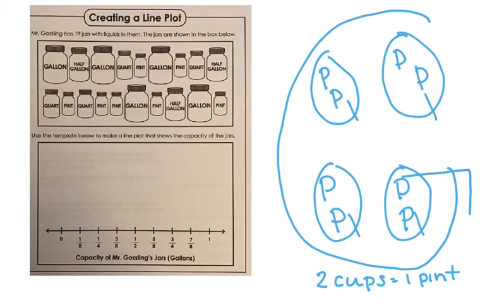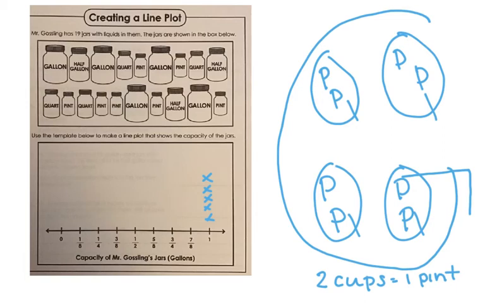So we're going to just start with an easy one. This goes from 0 to 1. So what would be 1 whole? So 1 whole in this problem is going to be a gallon. So how many gallons do we have? We have 5 gallons, and I have drawn 5 X's above our 1.